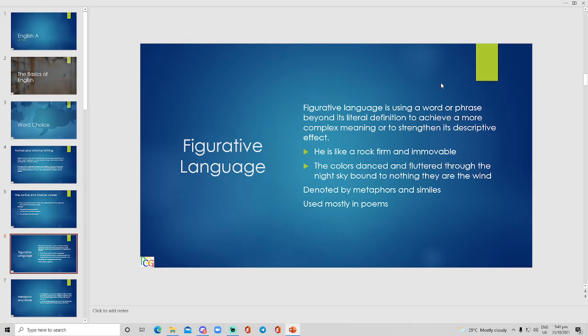But the main thing to remember is that you achieve a higher meaning when using figurative language that is not the literal meaning. Alright? So I have here that it is denoted by metaphors and similes, which is very, very true. And also, as I said before, it's used mostly in poems.